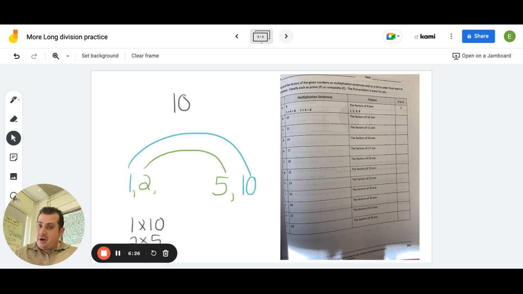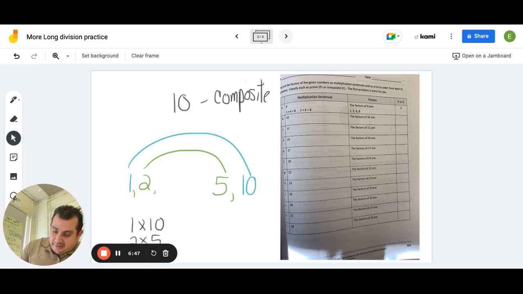Okay? And is it prime or composite? Well, if it has more than 2 factors, and we have 1, 2, 3, 4, then we know 10 must be a composite number.